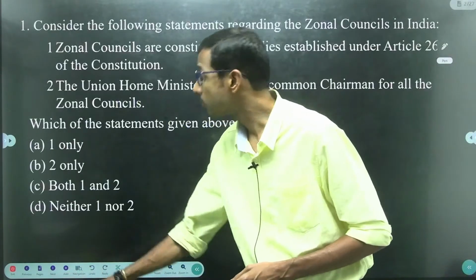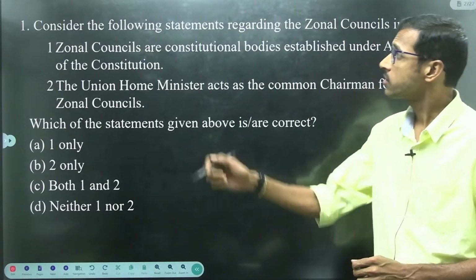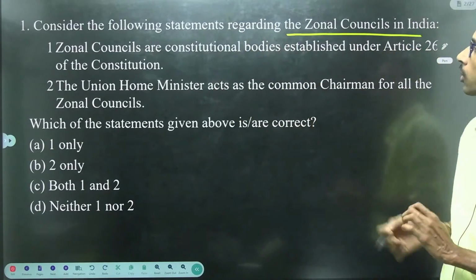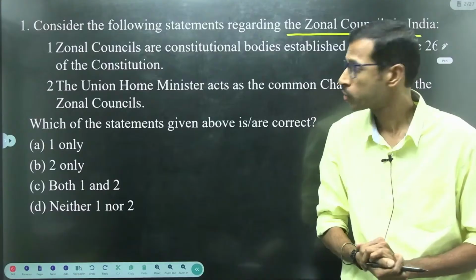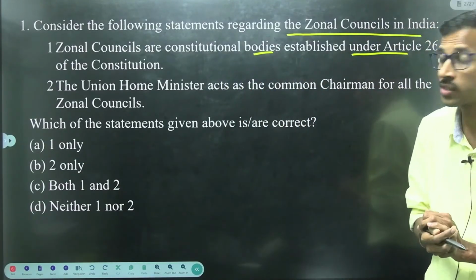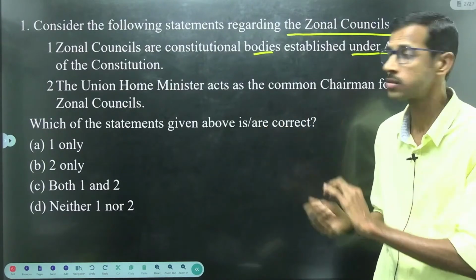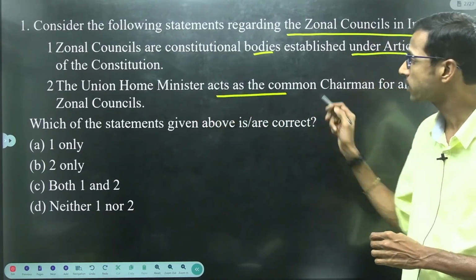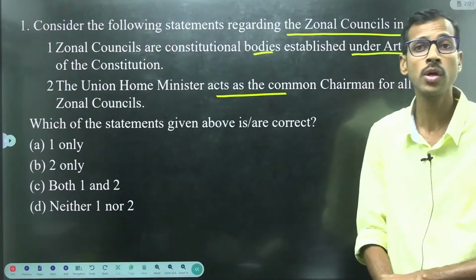First question: consider the following statements regarding the zonal councils in India. A very important question here. They are constitutional bodies established under Article 263 of the Constitution. It has been given like this. Union Home Minister acts as the common chairman for all the zonal councils.